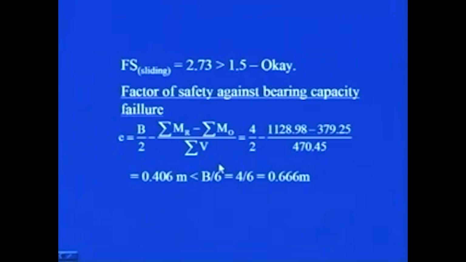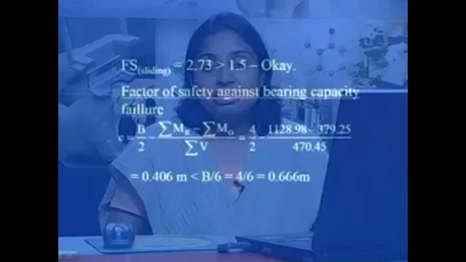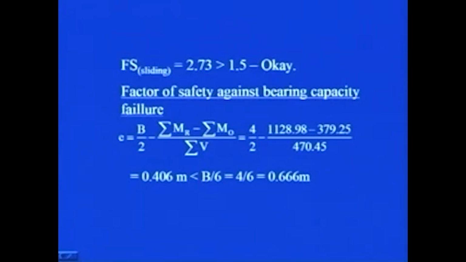As I discussed, in case it comes out to be less than 1.5, you need to provide a base key, but in this case it is coming out to be more than 1.5, so there is no need to provide any shear key or base key. Now let us see the third aspect, how we can find out the factor of safety against bearing capacity failure.